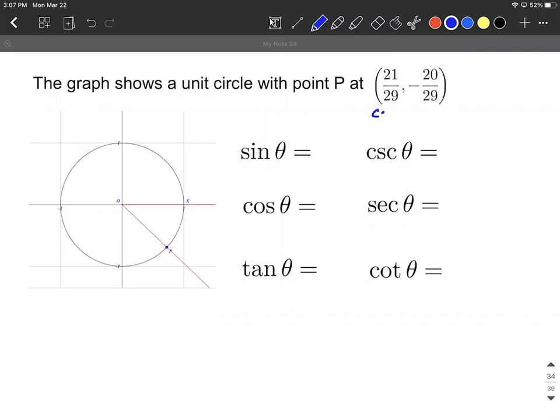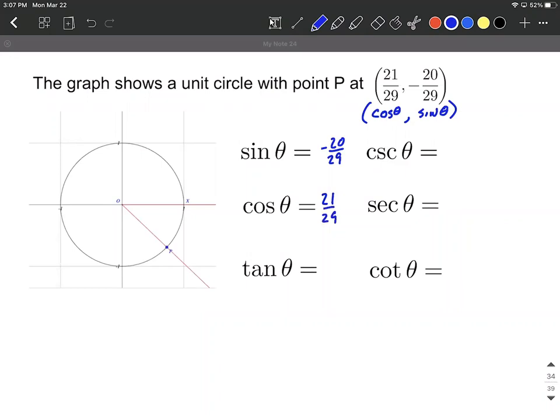Just remember, first of all, that cosine is the x value here, comma, sine is the y value. All right, so we can start filling in. We can say sine of theta is going to be negative 20/29. Cosine is going to be positive 21/29.